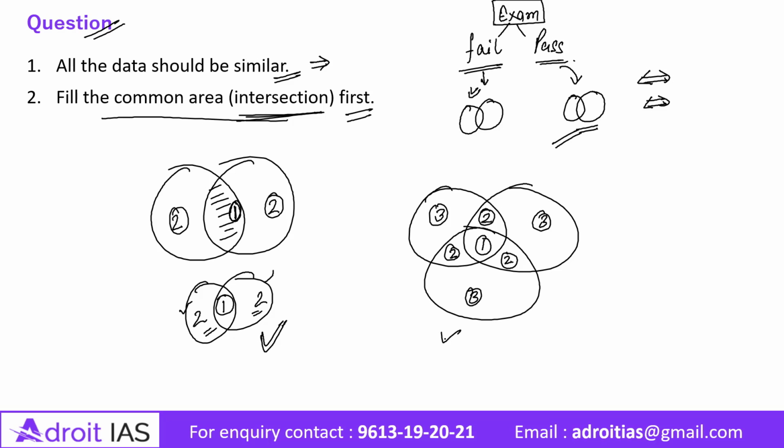And if you have 3 attributes, just start with the common area of all 3, and after that the common area of any 2, right? Okay, so this is the simple technique to solve these types of questions. Now let's start with the questions.